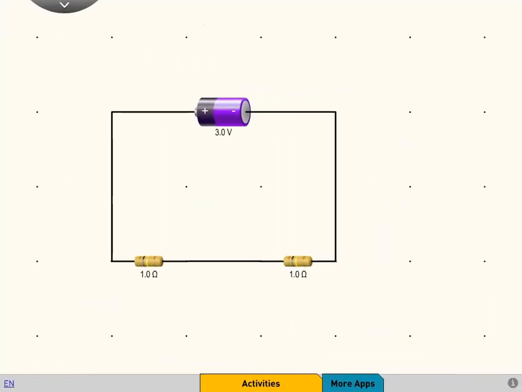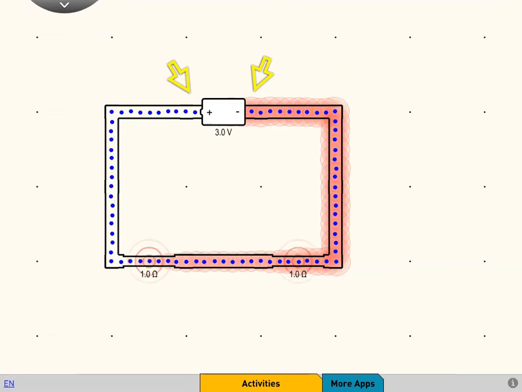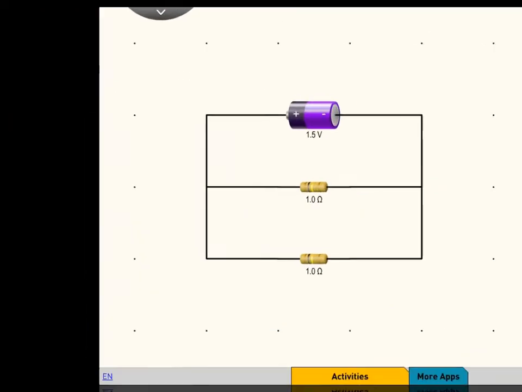Now let's have a look at a simple series circuit. And now you can see once again the potential difference between the two sides of the battery. But now you can also see the potential drops partly across each resistor. And now I'll turn this into a parallel circuit.